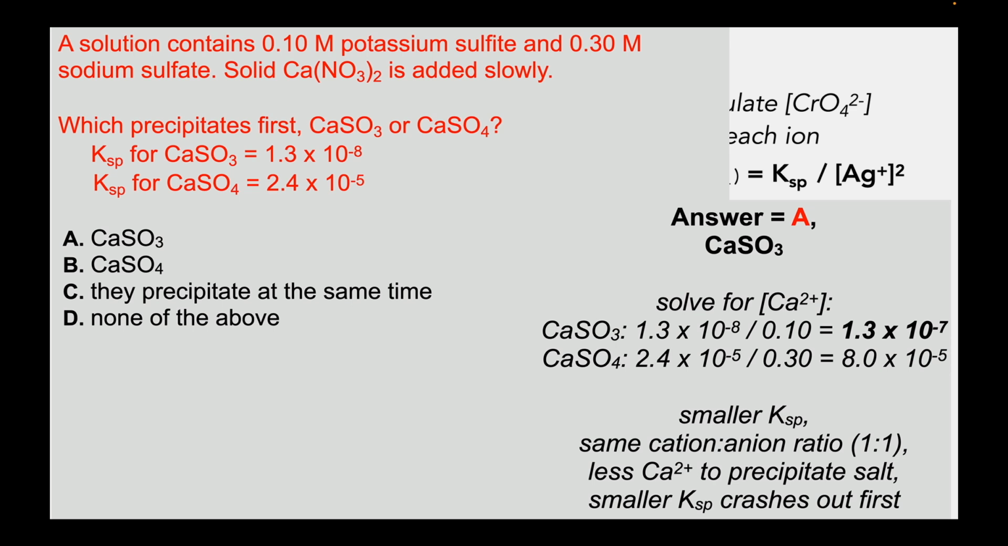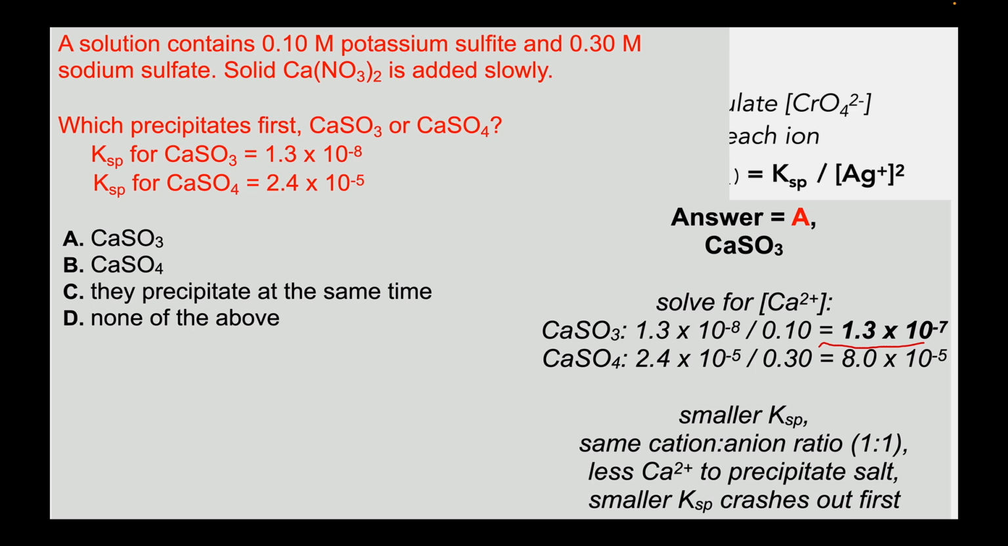So what you want to do in this case is solve for the calcium ion concentration. So for both of these, KSP is going to equal the calcium times either sulfite or sulfate, depending on what you have. So if you want to solve for the calcium, which is what I did here in the answer, it's going to be the KSP divided by the ion. So the sulfite here is 0.10. That gives you the concentration of the calcium needed to make calcium sulfite.